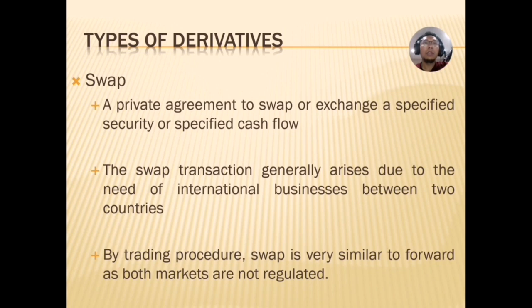The next type of derivative is swap. A private agreement to swap or exchange a specific security or specified cash flow. The swap transaction generally arises due to the need of international businesses between two countries. By trading procedure, swap is very similar to forward as both markets are not regulated. But in this chapter or this subject, we do not emphasize swap. We only emphasize futures, forward, and also option.